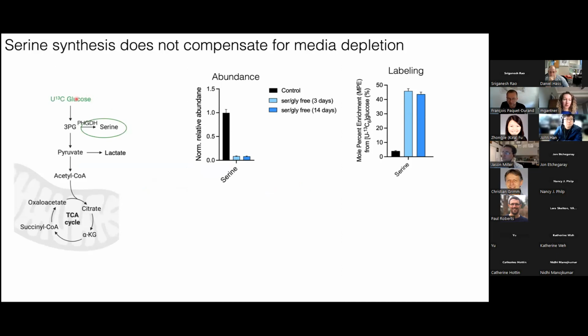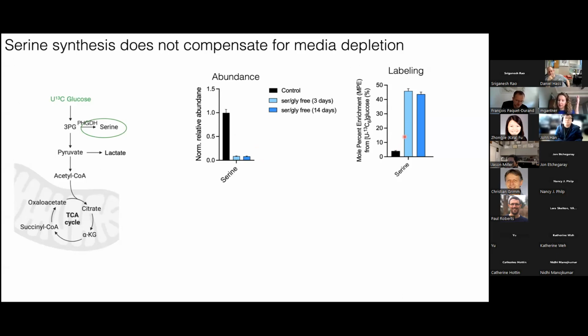And so looking at glucose and the synthesis of serine, so to get you oriented here, we have cells that are in control media and then cells that are in serine glycine free media for 3 days or for 2 weeks. And the first thing I'm showing is the abundance, so the amount of serine that's present, this is intracellular. And you can see that the cell's amount of serine drops dramatically. So the media is largely accounting for the majority of the serine in the cells.